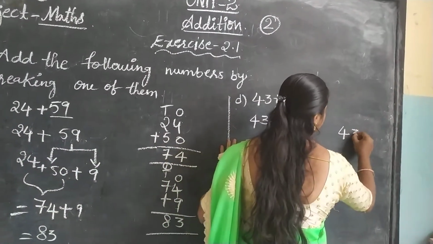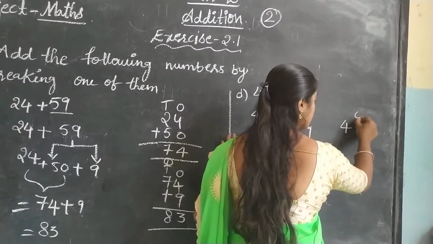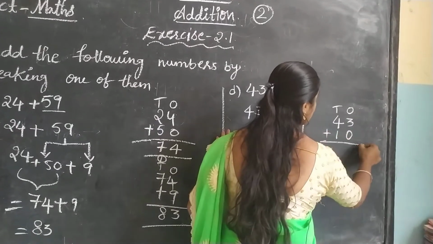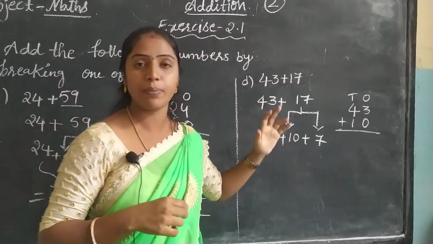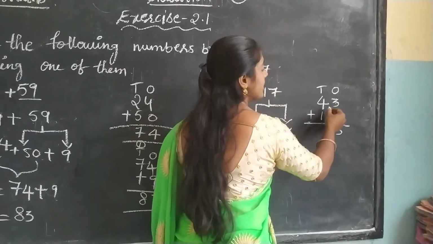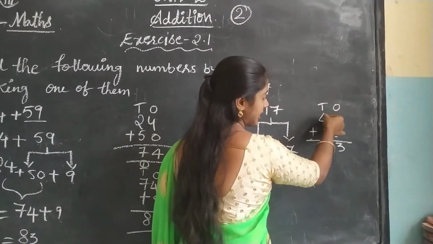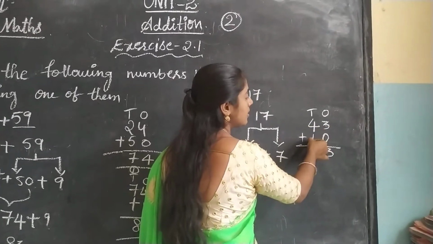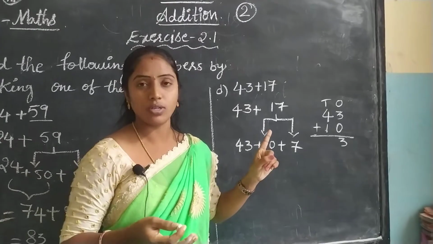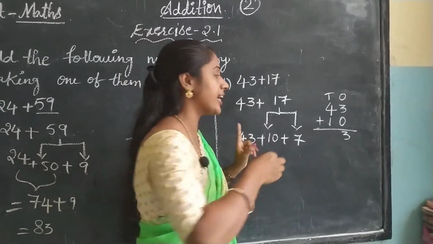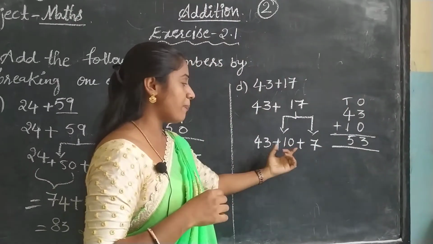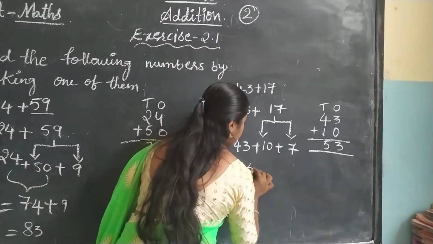So how to add? You arrange in ones and tens columns. 43 plus 10, here also the same. 3 plus 0, how much? 3. So you write 3 in the ones place. Next we go to the tens place. What are the digits here? 4 plus 1. How much is 4 plus 1? 5. So the answer is 53. So 43 plus 10 is equal to 53.